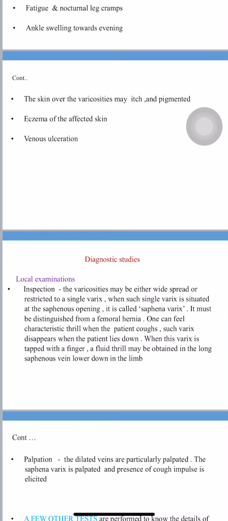So when such a single varix is situated at the saphenous opening, it is called saphena varix. It must be distinguished from femoral hernia. One can feel the characteristic thrill when the patient coughs. Such varix disappears when the patient lies down. When the varix is tapped with the finger, a fluid thrill may be obtained in the long saphenous vein lower down in the limb.